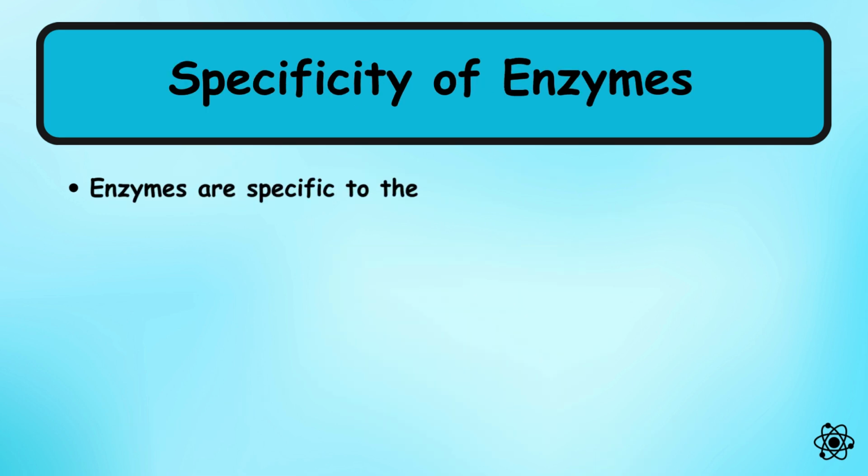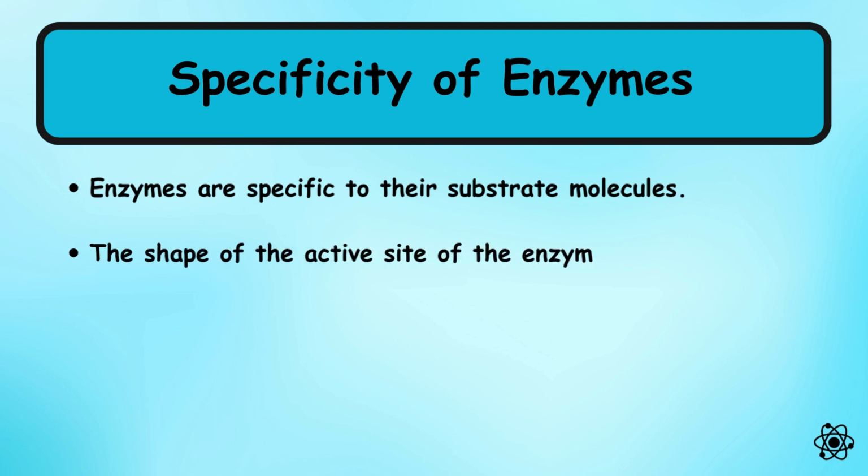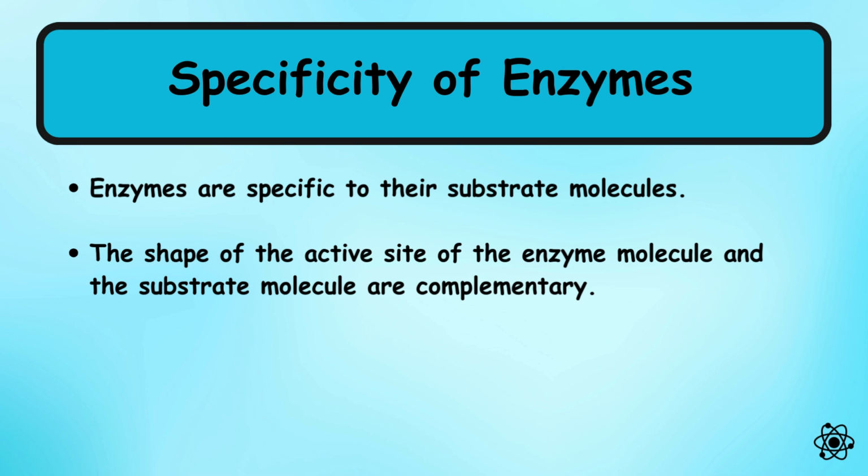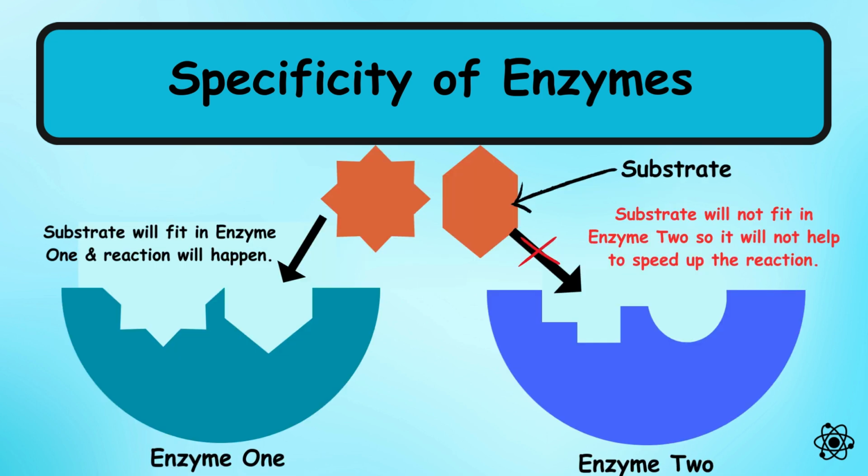Enzymes are specific to their substrate molecules. The shape of the active sites of the enzyme molecules and the substrate molecules are complementary. So as demonstrated in the diagram, the orange substrate has a shape that pairs perfectly with the shape of enzyme 1's active site. The enzymes and the substrate molecules have complementary shapes like two pieces of a jigsaw puzzle, so they fit together. This is known as the lock and key mechanism.